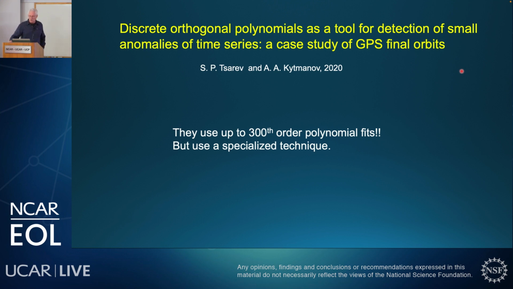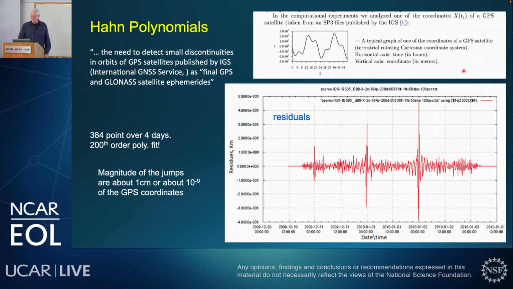Now that you know what to Google, you'll find it very easily. It's a 2020 paper about discrete orthogonal polynomials as a tool for detection of small anomalies of time series, a case study of GPS final orbits. These authors claim they use 300th order polynomial fits to their data to extrapolate these small GPS satellites' error positions. I have one slide on this, but the idea was to show that these guys use 300th order polynomials.